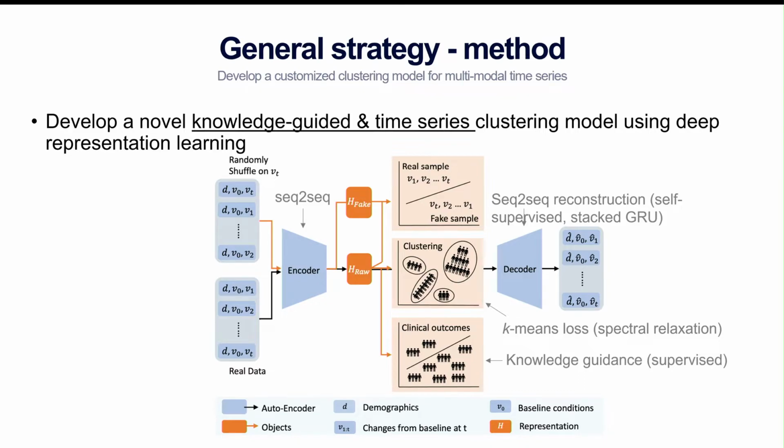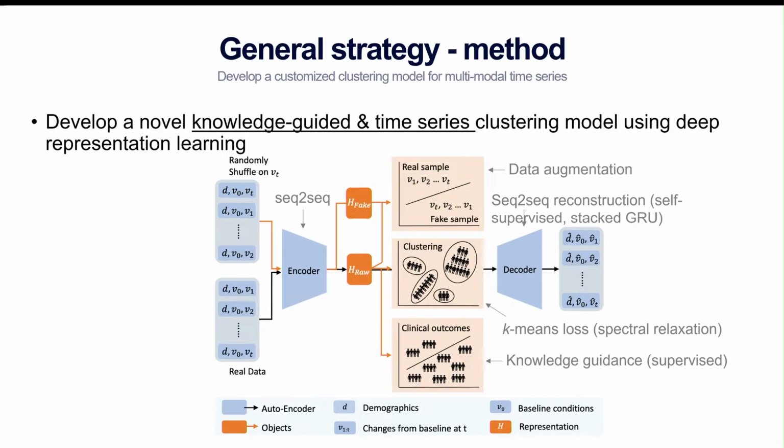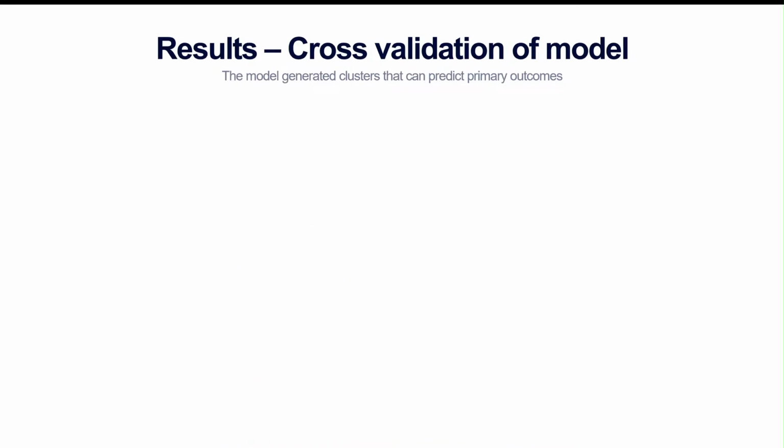And also, we have some knowledge on what kind of variables are important. For example, we know the primary outcomes are the most important things in this data. So we try to make this representation discriminative to these clinical outcomes. So we add a little bit of supervision, and also to make this representation tight and plausible, we created some augmented data, some fake data, and let the model discriminate this fake data. So we do whatever we can to make the representation better. So this is our model. Using this model, we derive clusters.